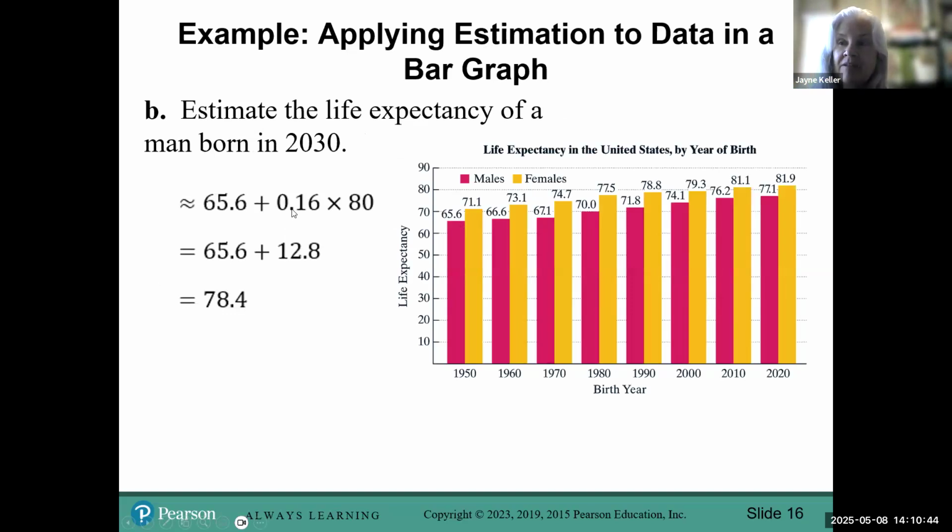And then I'm going to say from 1950 to 2030, that's an increase of 80 years. So I'm going to multiply that 0.16 times 80, and I get 12.8. So I would expect a male born in 2030 to have a life expectancy of 78.4. So this is a way that we can use our graph to estimate things based on what we're reading.